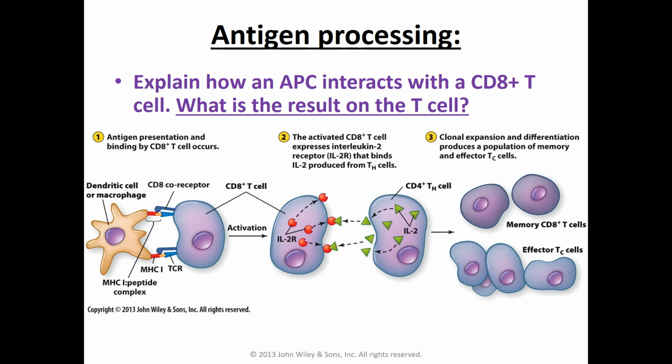So at some point, a helper T cell also has to get activated along the same time as a cytotoxic T cell. Something we'll talk about later. But same result, right? We're going to get effector cells that hunt and kill infected cells, and we're going to get memory cells that stick around.